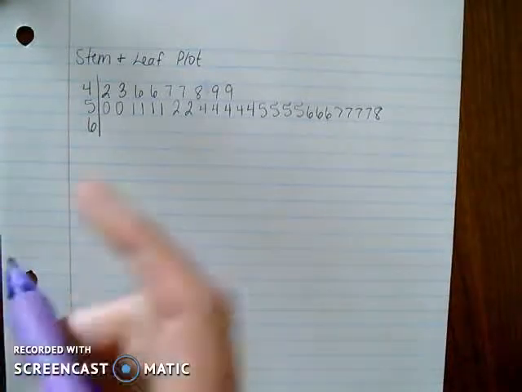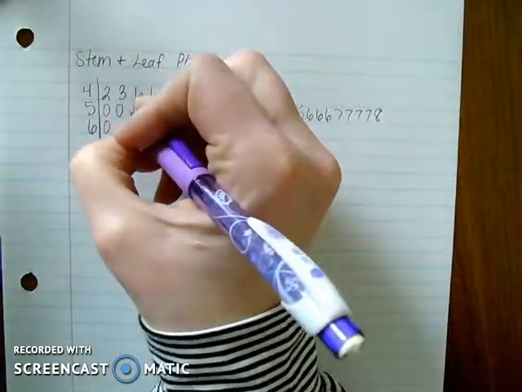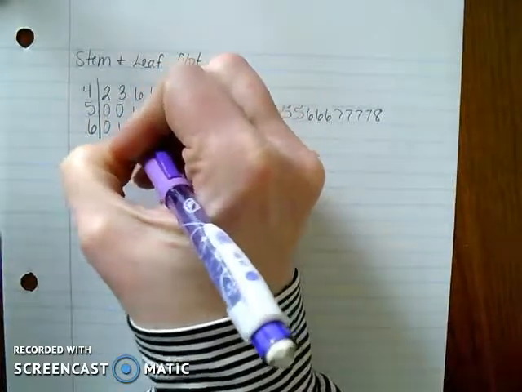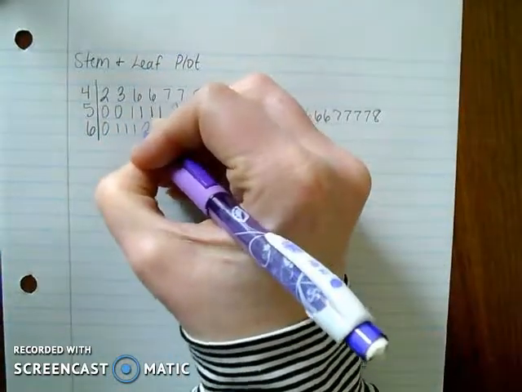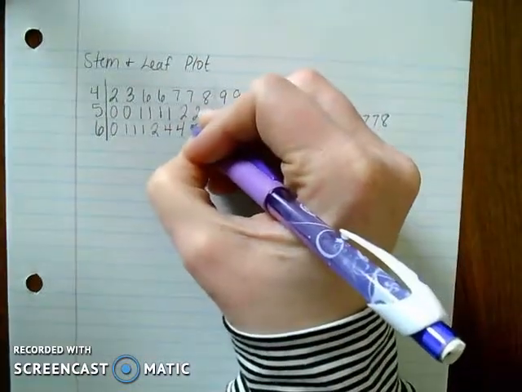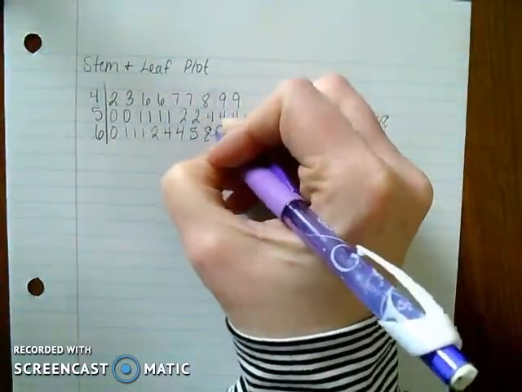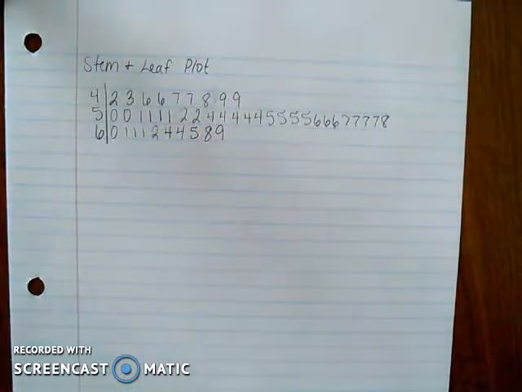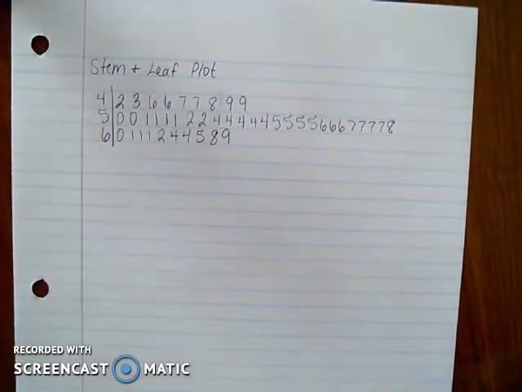Okay, and then the 60s, we have a 60, 3 61s, a 62, 2 64s, a 65, a 68, and a 69. All right, so there is all of your actual raw data, but instead of having to list it all out, it looks like that. And again, this data isn't very good since you only have 3 different numbers that you start with. So that's what a stem and leaf plot looks like.